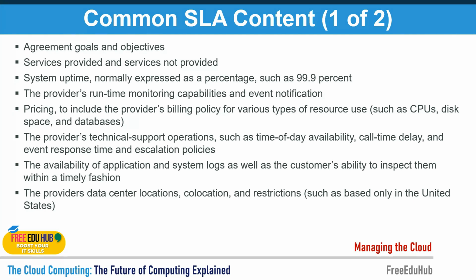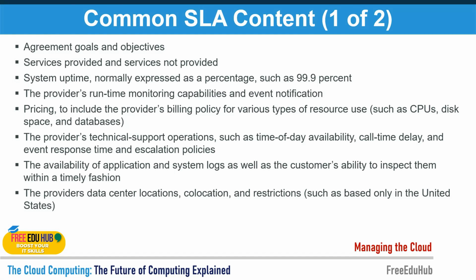Now, common service level agreements, the things that we mostly see in that is the agreement goal and objective. What's the main goal and objective of the agreement? What you are actually planning or your expectations toward the cloud service provider, and the objectives that you'll have to meet. Then the services provided and services not provided. So they list all the services which are available to the customer and the services which are not available, or they are there with an additional charge.